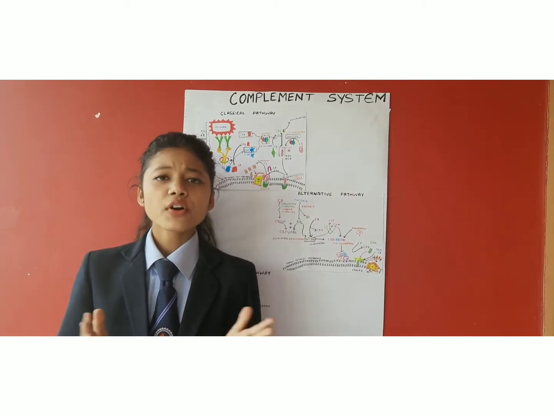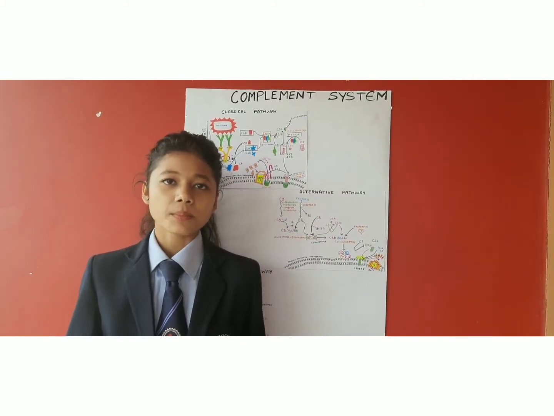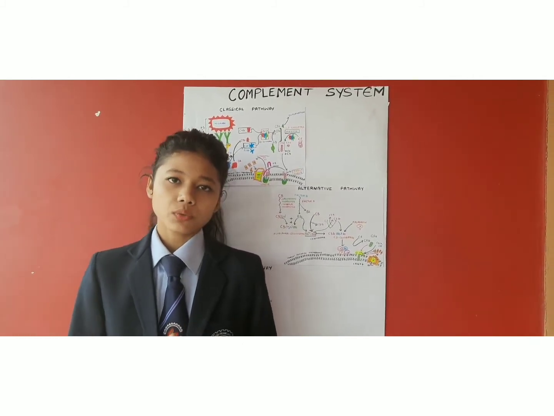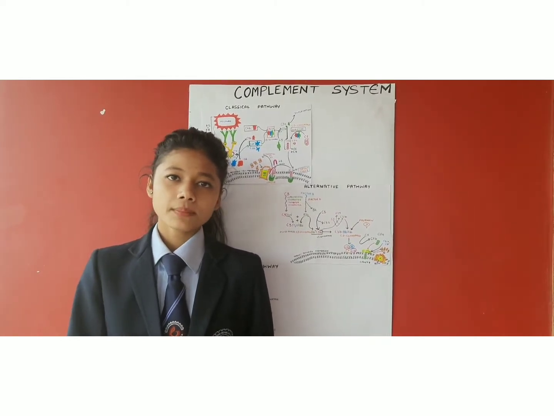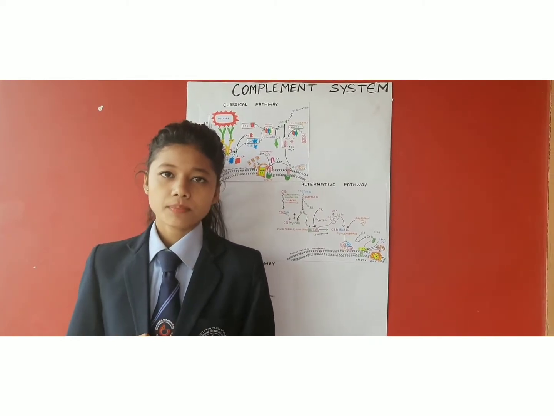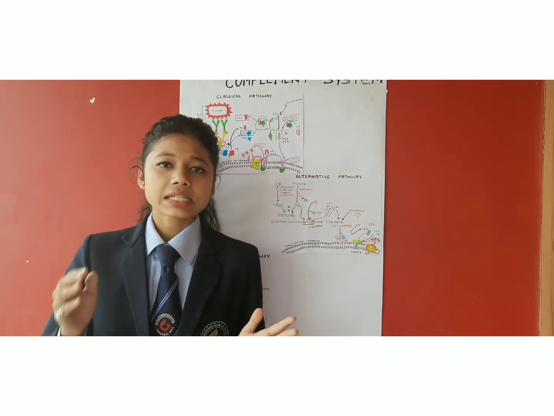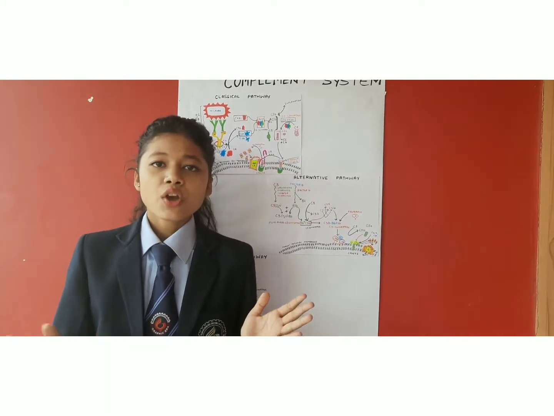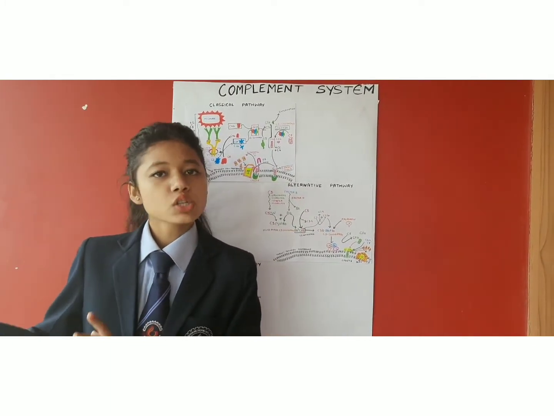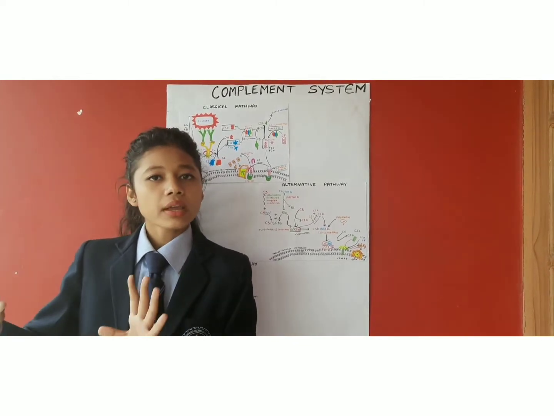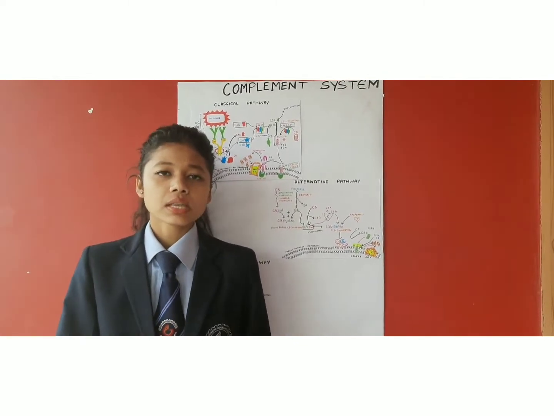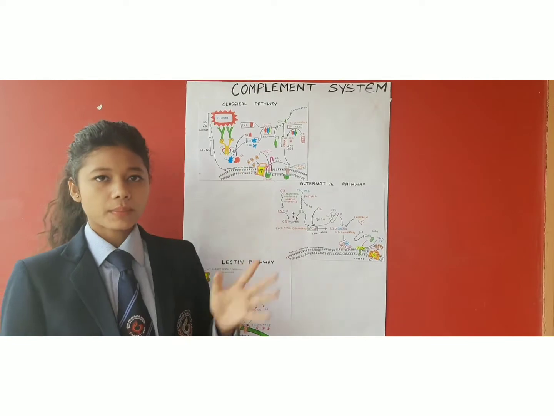Furthermore, if we classify the complement system, it can be divided into three pathways: the classical pathway, the alternative pathway and the lectin pathway. All these three pathways meet at C3 activation, and then we get the same pathway, the common pathway, followed by the three pathways. So first, let us discuss the classical pathway.